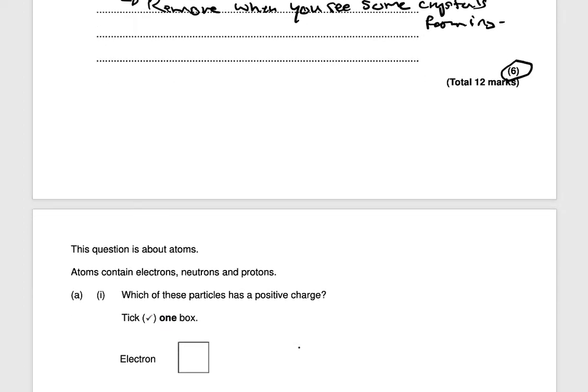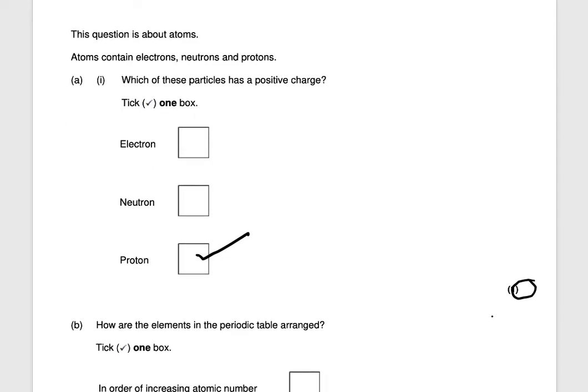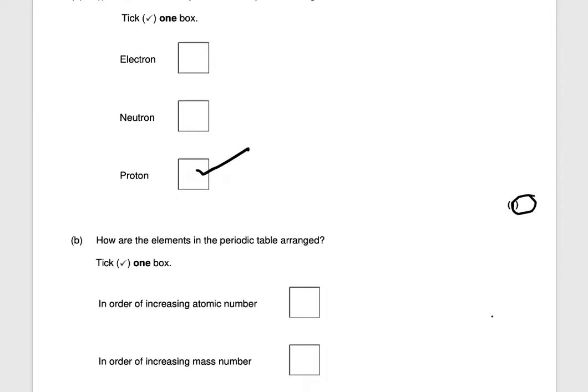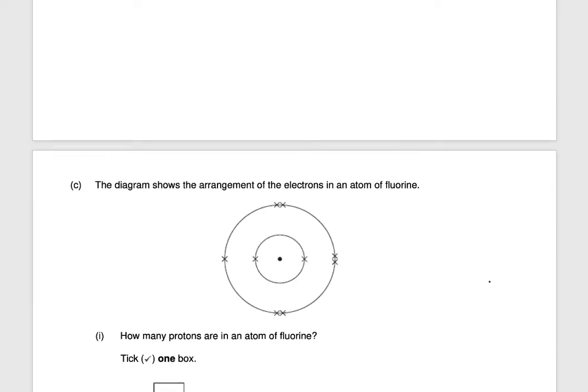Okay, next question. It says, this question is about atoms. Atoms contain electrons, neutrons, and protons. Which of these particles have a positive charge? Nice and easy 1 marker. It's proton. Okay, that would get you 1 mark. How are the elements in the periodic table arranged? They are arranged in order of increasing atomic number. Again, easy 1 marker.